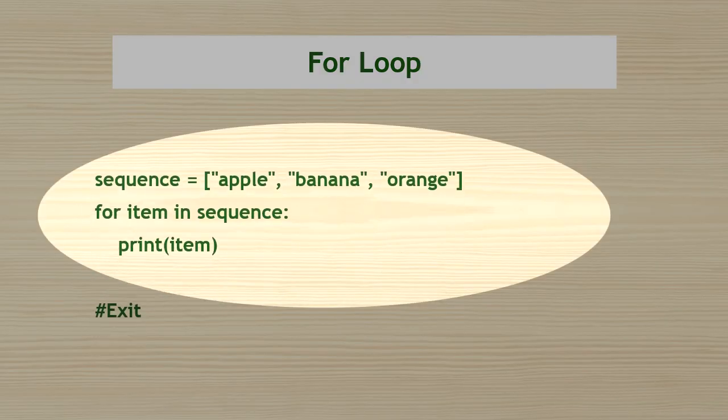The loop starts by assigning the first item from the sequence to the variable item. The code block within the loop is executed, using the current value of item. After the code block finishes, the loop moves on to the next item in the sequence and assigns it to item. The loop continues until all items in the sequence have been processed.